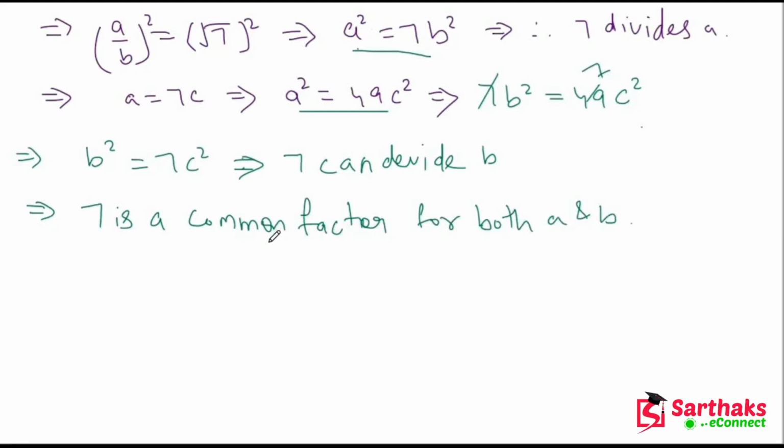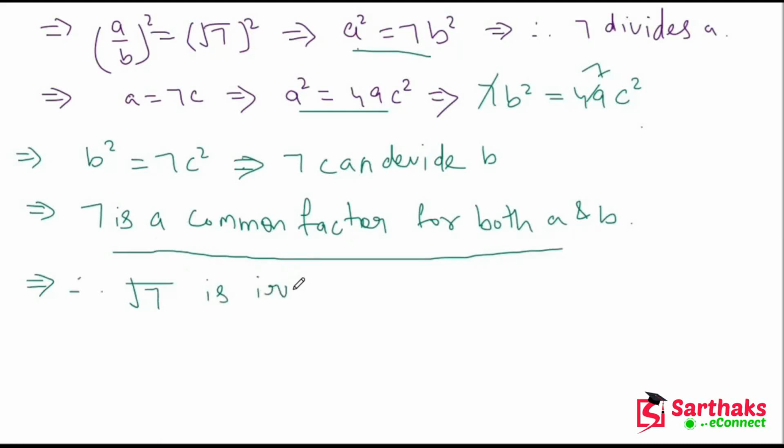So it contradicts our assumption, because we assumed that a and b are co-prime numbers. This contradicts our assumption, so we can say that our assumption is false, meaning under root 7 is rational is false. So therefore, under root 7 is irrational.